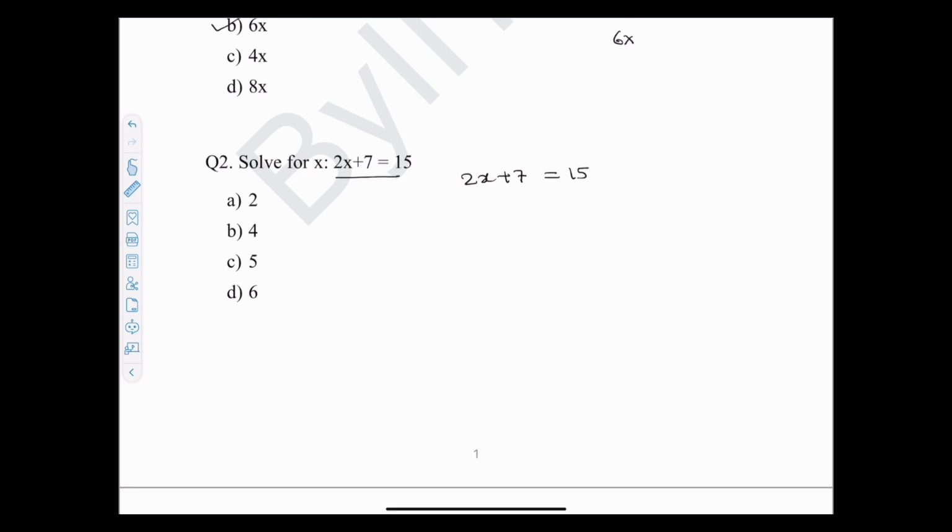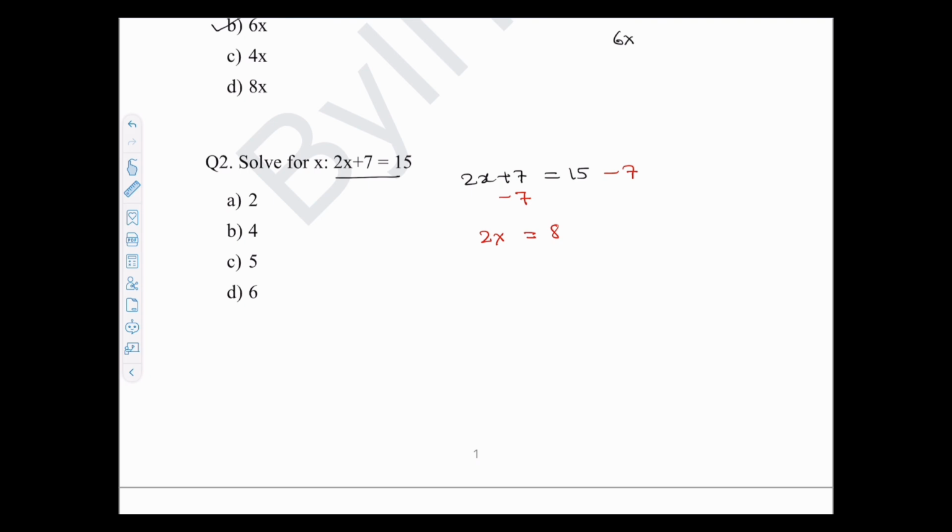Well, there's a way. We can subtract 7 from both the sides. So let's subtract 7 from here and subtract 7 from here. What we are left with: 2x plus 7 minus 7 on the left hand side. Plus 7 and minus 7 becomes 0, so we are left with only 2x on the left hand side. On the right hand side, we had 15 minus 7. What's 15 minus 7? It's 8, right? Now we have 2x equals 8.